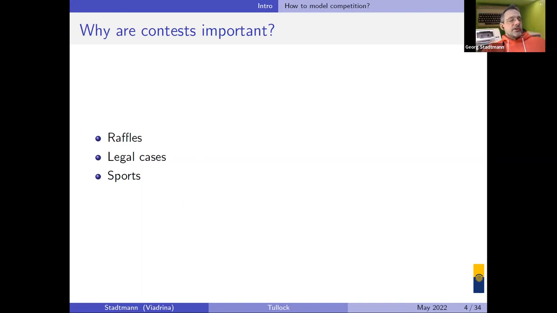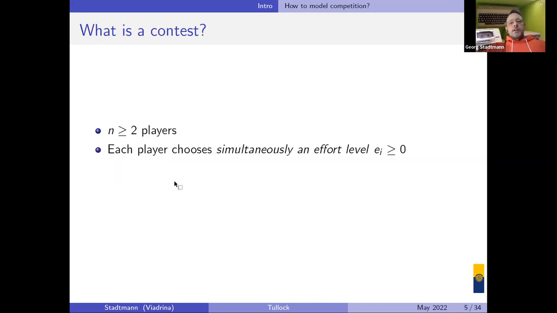Or of course, also in sports competitions, the outcome of a game, the outcome of a contest, depends on the effort the players are putting into training. And these effort levels will decide whether the one or the other player will win the contest. So what does the contest look like?